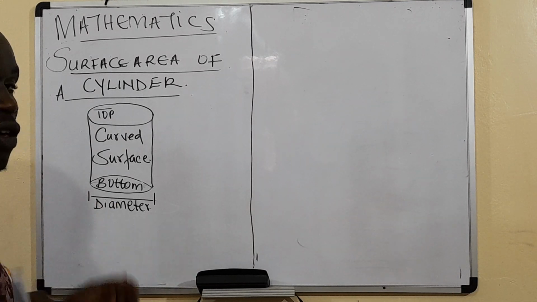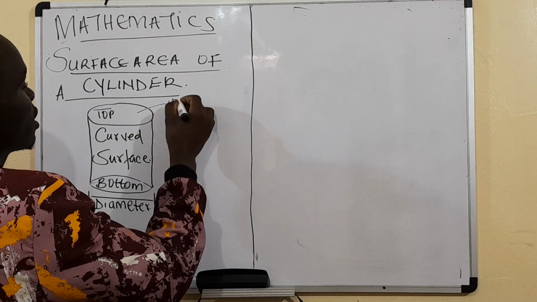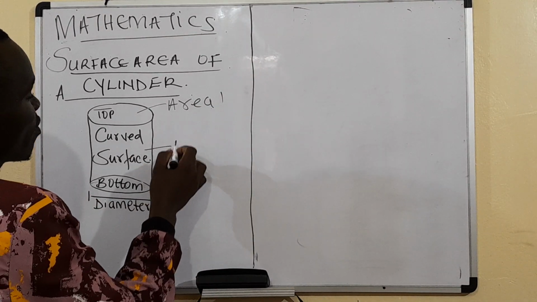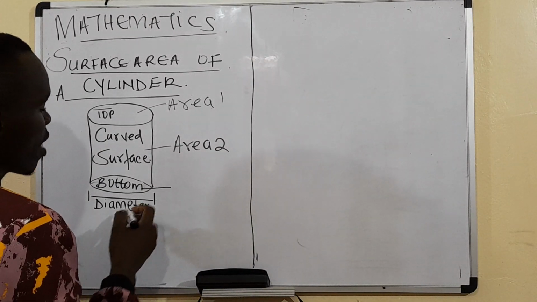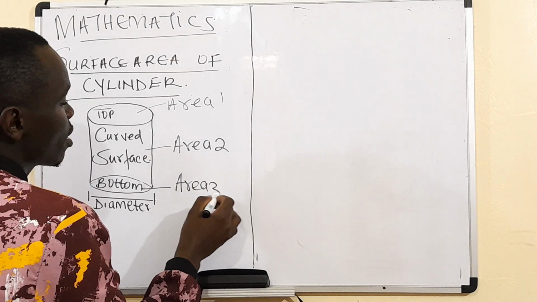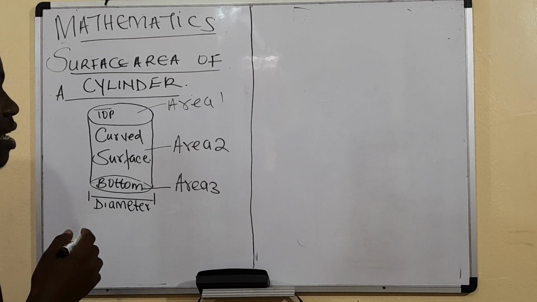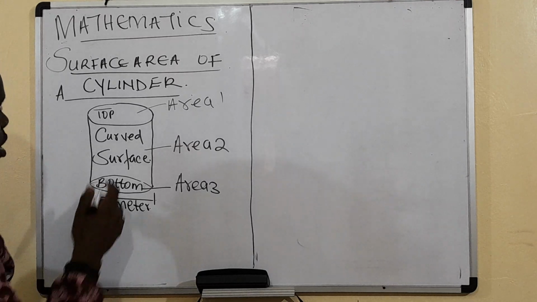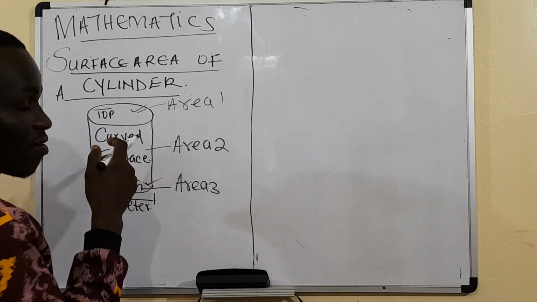So when we are talking about getting the area of a cylinder, you must first of all get the area of the top, area 1, then get the area of the curved surface, which is area 2, and get the bottom surface, which is area 3. But you realize that area 1 and area 3 are the same. So here, when you look at this face and this face, they are identical, and then we have the curved surface area.